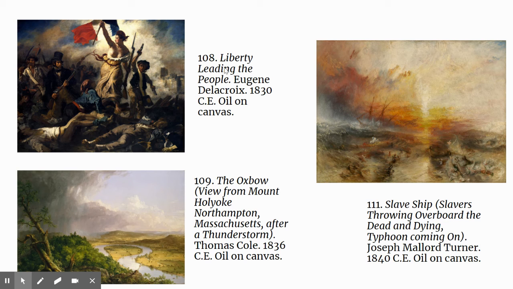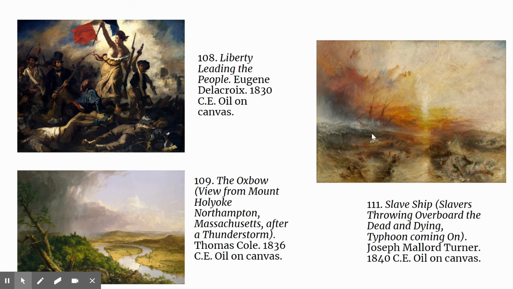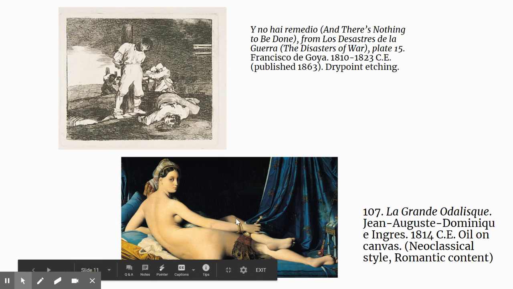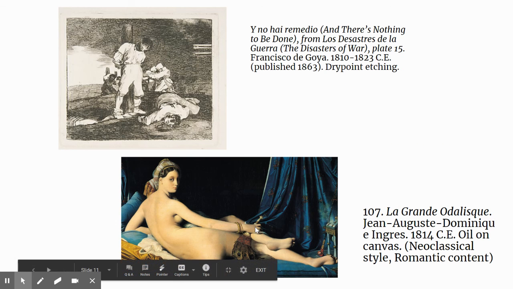Okay, so what are our romantic pieces? And as you look at these, you can pick out the things that I've said regarding what the romantics are interested in. So liberating the people, we have Slave Ship, we have The Oxbow, we have the Goya piece, which is really great. And then this piece, which doesn't look like any of them, right? Le Grande Odalisque, stylistically, that doesn't seem to fit at all. And it doesn't, because it really is more neoclassical style. But the content is very romantic. So I'm going to put it into the romantic section. Okay. So Romanticism, you've got it. Great. Thanks.